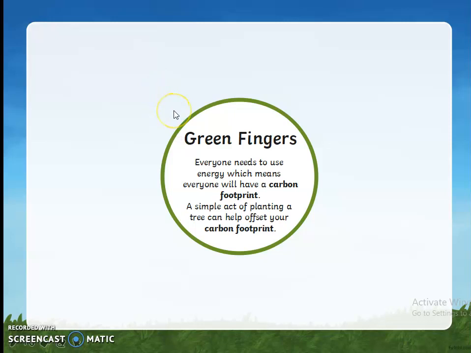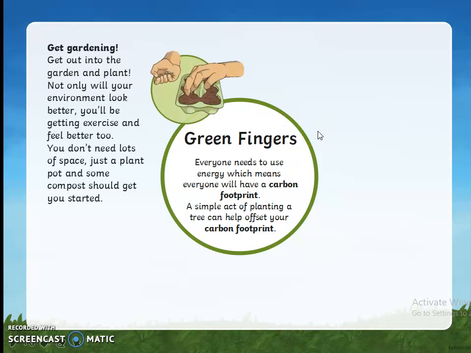Then green fingers. Everyone needs to use energy, which means everyone will have a carbon footprint. A simple act of planting a tree can help offset your carbon footprint. Get gardening. Hello kids, Sulaiman and Zainab. Do you have a garden at your house? Get out into the garden and plant. Not only will your environment look better, you will be getting exercise and feel better too. You don't need a lot of space, just a plant pot and some compost should get you started.